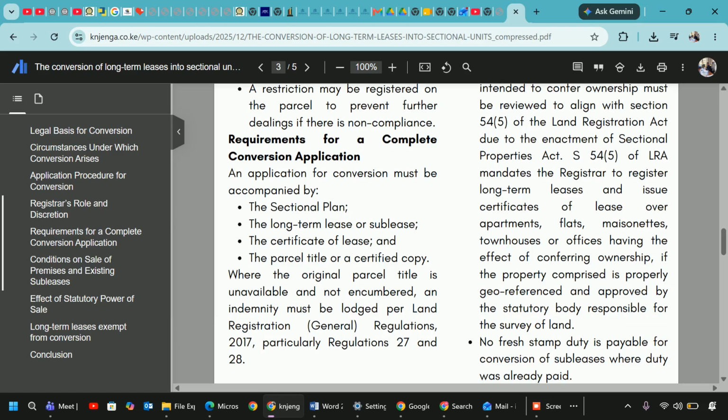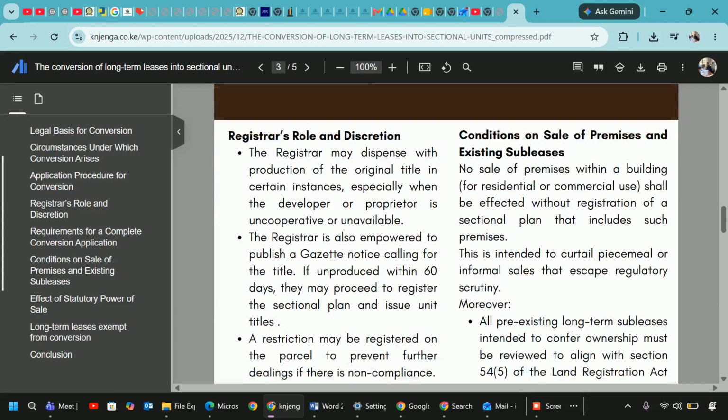What are the requirements for a complete conversion application? An application for conversion must be accompanied by the sectional plan, long-term lease or sublease, the certificate of lease, and the parcel title or a certified copy. Where the original parcel title is unavailable and not encumbered, an indemnity must be lodged per Land Registration General Regulations 2017, and in particular Regulations 27 and 28. You must give an indemnity. You must lodge the same. This is required under the Land Registration General Regulations 2017.